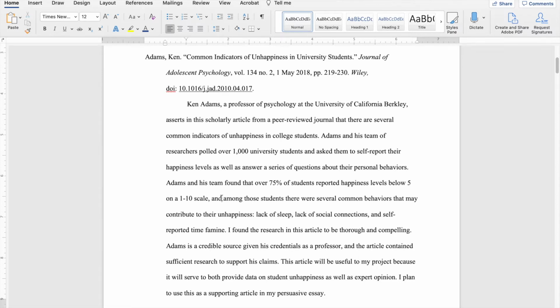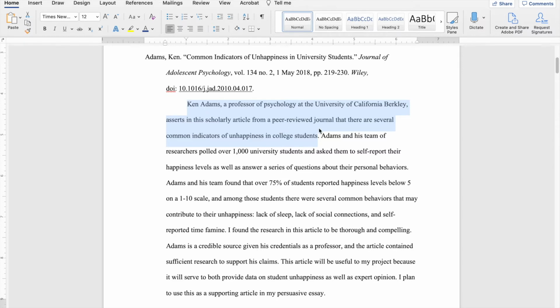The first requirement for a bibliographic paragraph is to summarize the source, and there are a couple of different components of that summary. The first thing you want to do is introduce the author and the type of source you are working with. In this first sentence, Ken Adams, a professor of psychology at the University of California, Berkeley, asserts in this scholarly article from a peer-reviewed journal that there are several common indicators of unhappiness in college students. This provides a brief introduction to the author and the type of source we're looking at.